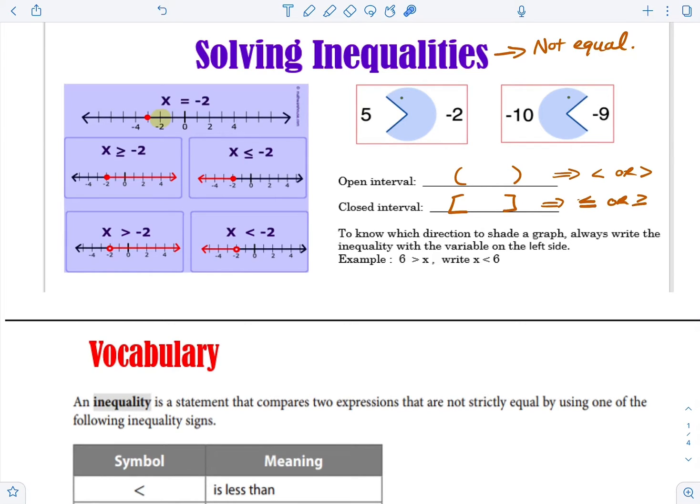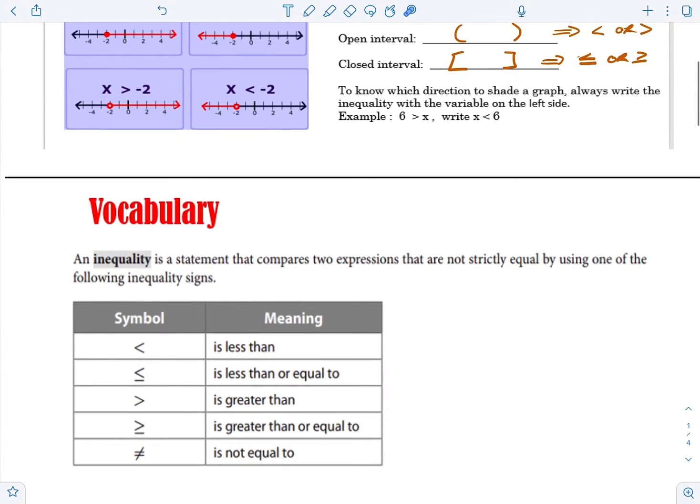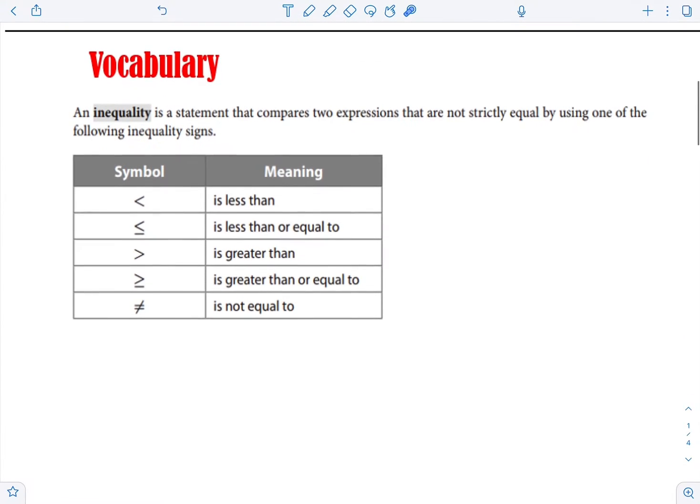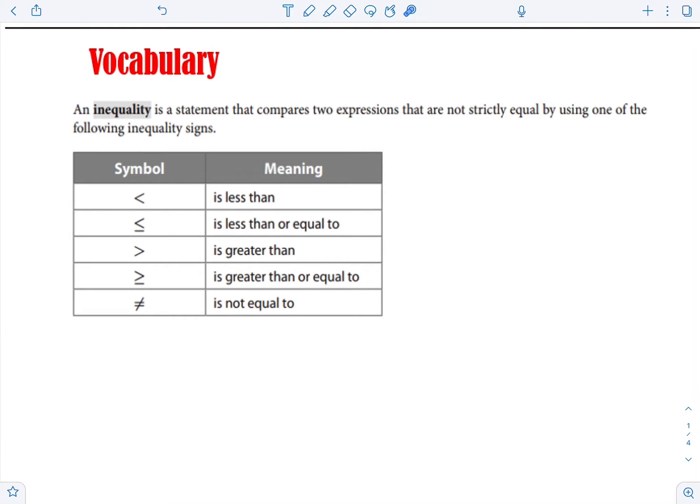All right, now that we've gone through the different types of inequalities, let's talk about them a little bit further. An inequality is a statement that compares two expressions that are not strictly equal by using one of the following inequality signs. We have less than or equal to, greater than or equal to, and not equal to.